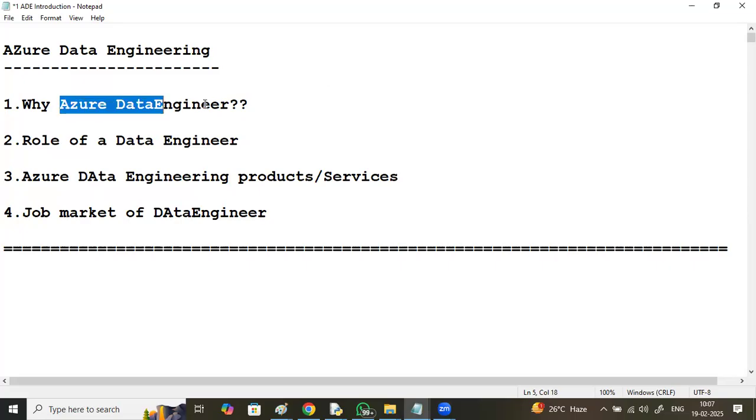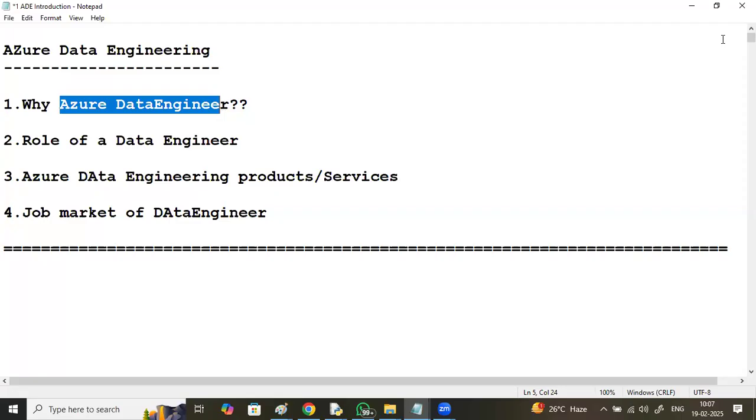So why Azure data engineer? Previously, I was saying, there was no data engineering role because previously we used to say ETL developer. The role of data engineer, the differences between data engineering and other things, data engineering products and services, and the job market of Azure data engineer. So I'll take 5 minutes for what we had as introduction yesterday, right?